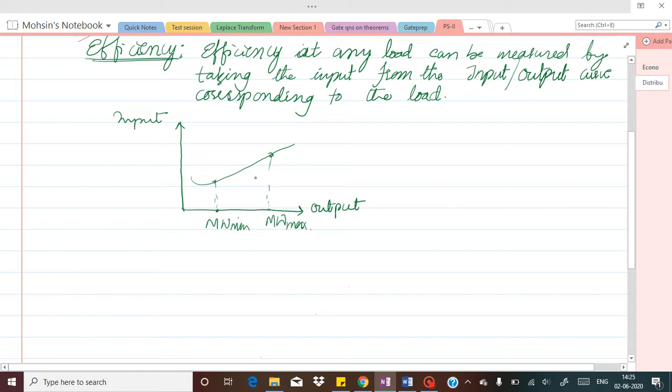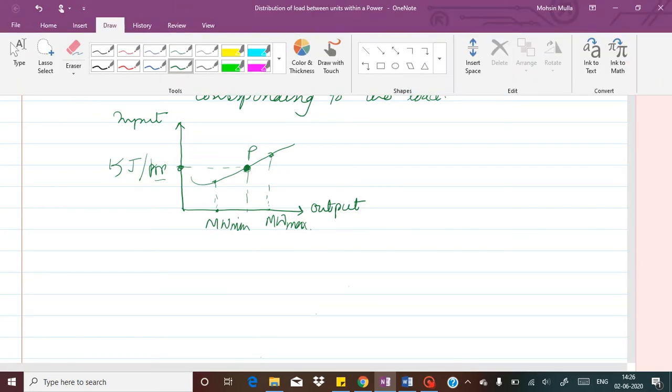Now corresponding to any load, suppose I take this point P here, that is my load. Corresponding to this load P, which is known, we obtain the input. I told you that we are going to consider the input in terms of kilojoule per hour. So from this curve we can write the efficiency.